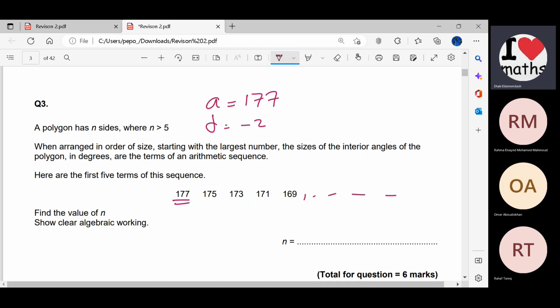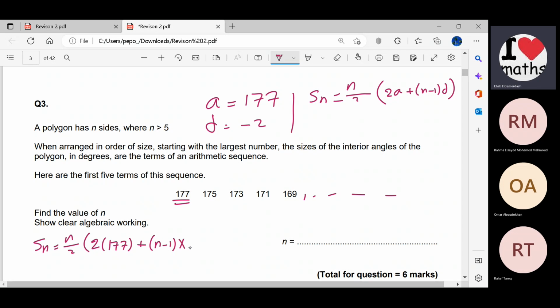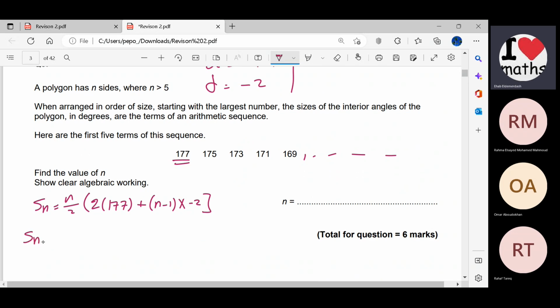If I need to find the sum of n terms of a sequence, who can tell me the formula? n over 2 into 2a plus n minus 1 d. Let's make the replacement. Sum of n equals n over 2, and I still have a problem with n. I don't have anything related to n. 2a, 2 into 177, plus n minus 1, which I don't know, multiplied by d, which was -2.